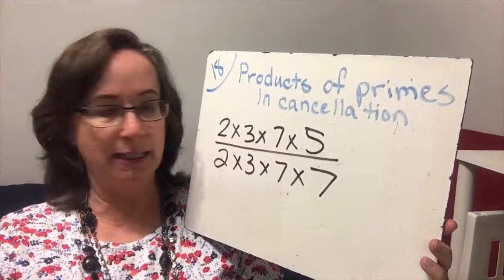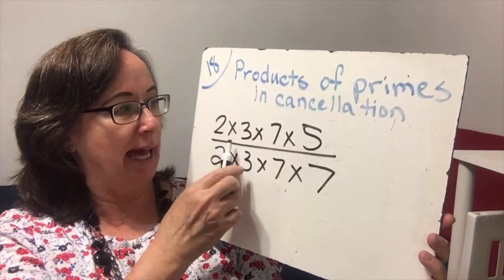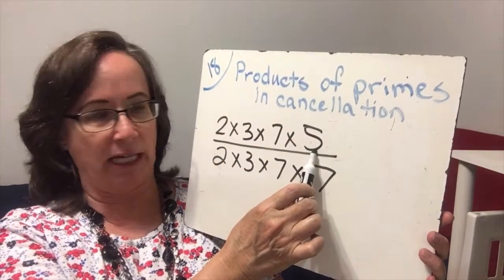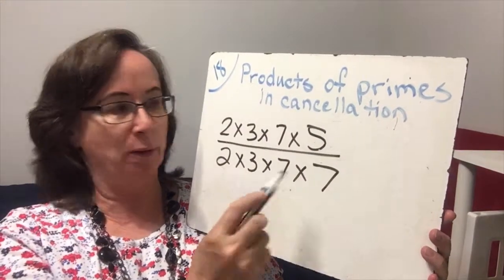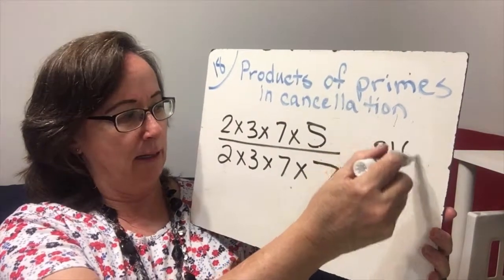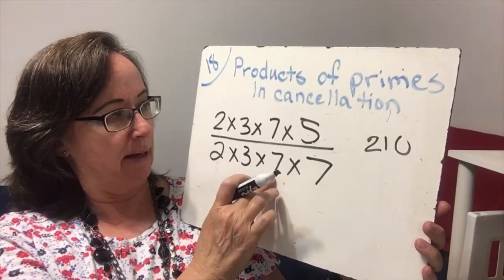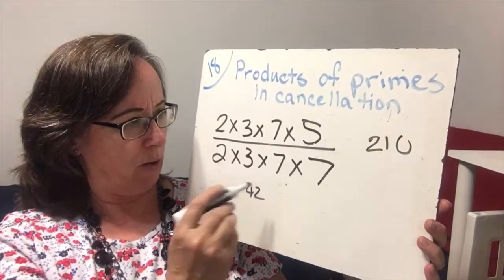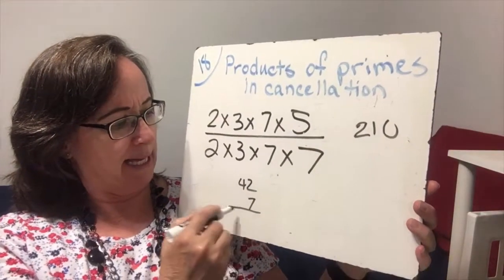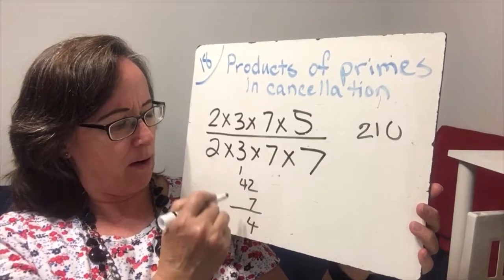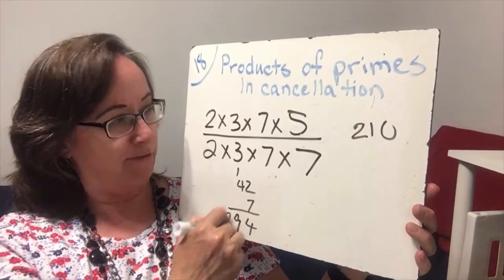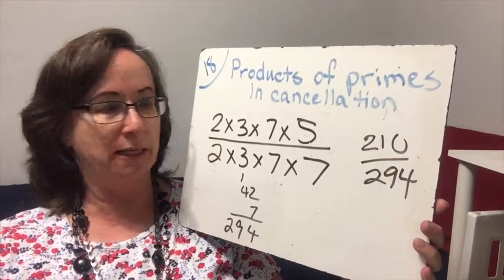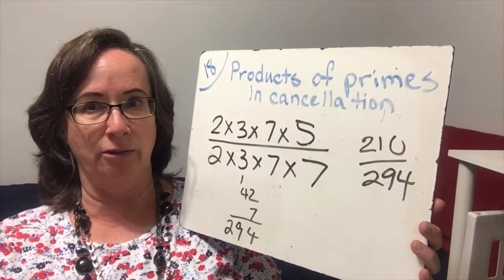And so it's a really big number, but when we look at it, it is going to end up being, okay, 6 times 5 is 30, and 30 times 7 would be 210, right? 210 on the top, and then on the bottom, I'm going to have 6 times 7 is 42, and 42 times 7, or 294 on the bottom. So that was the big number. We started out with 210 divided by 294.